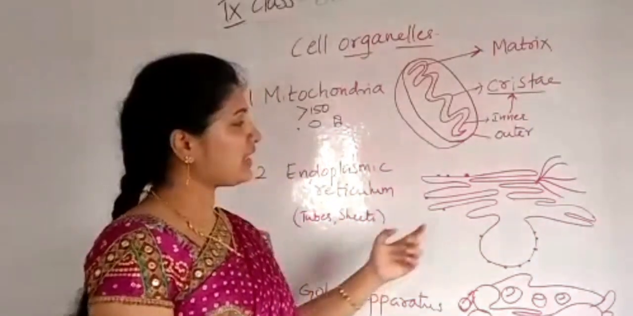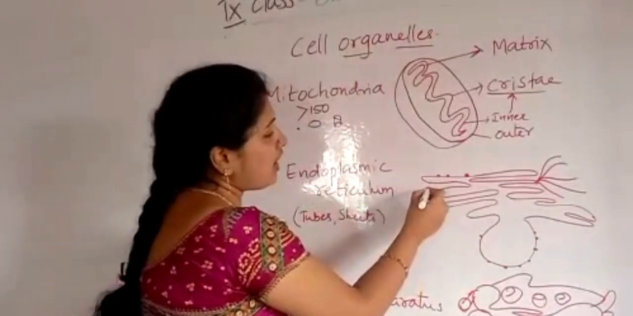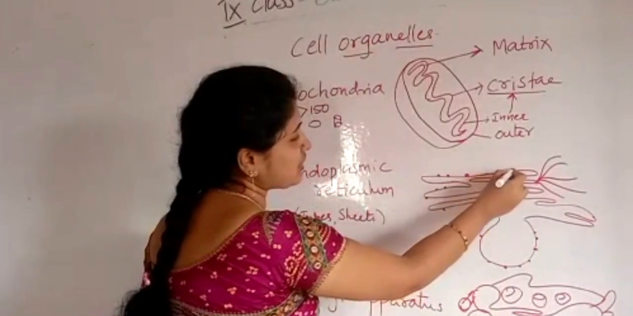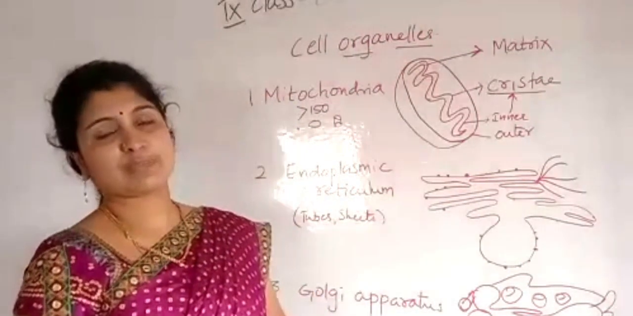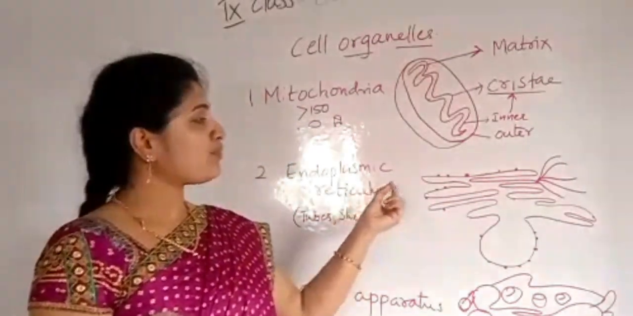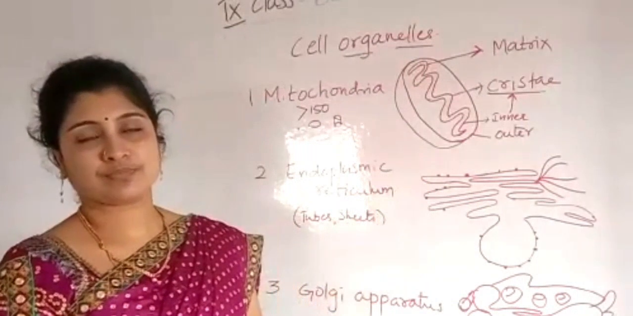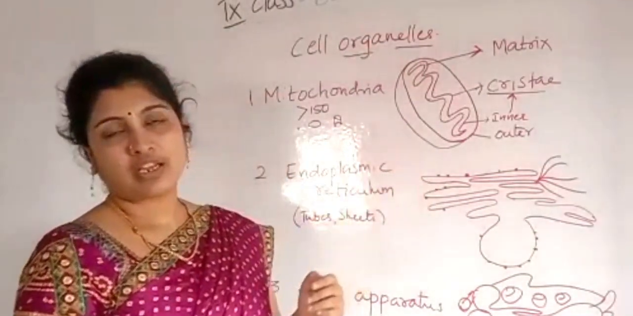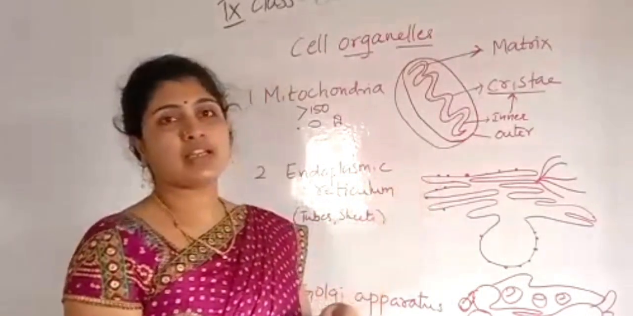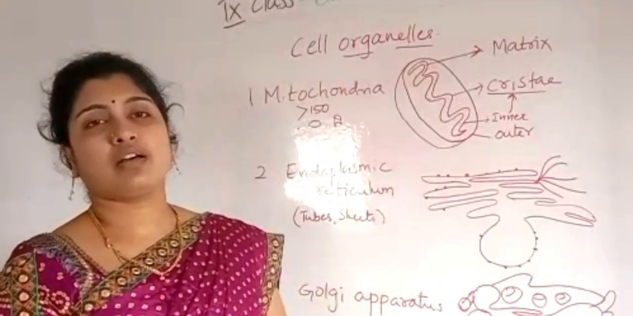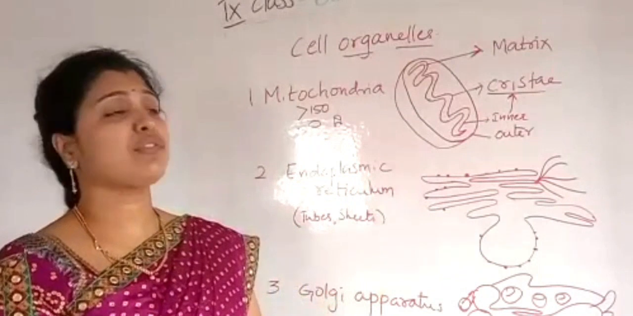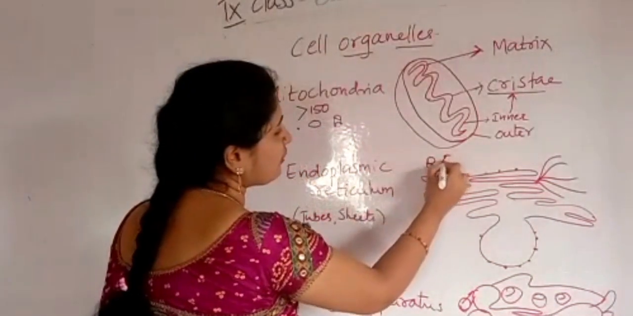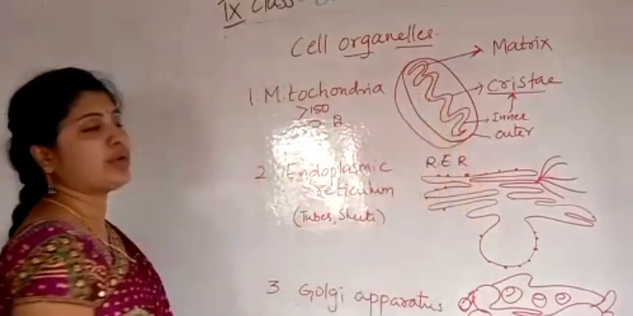If you observe the figure, you will see some small knot-like structures on the surface. If some structures are present on this membrane, then that type of reticulum is known as a rough endoplasmic reticulum.